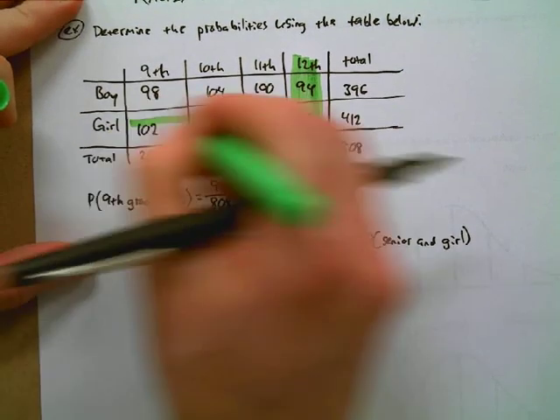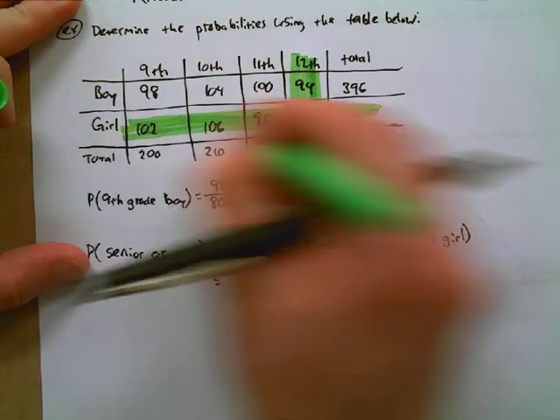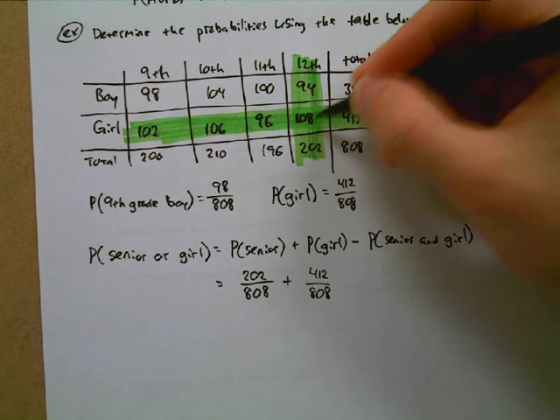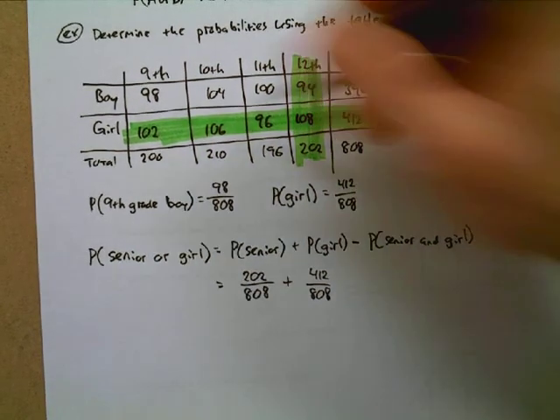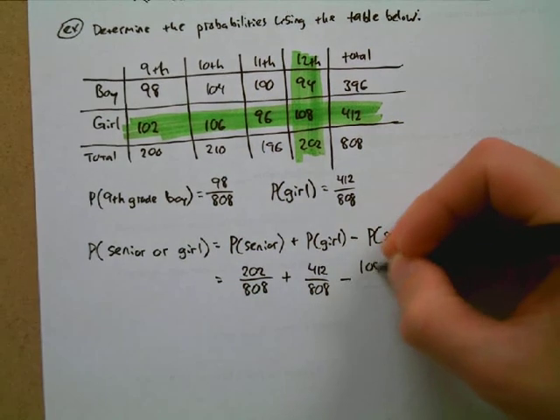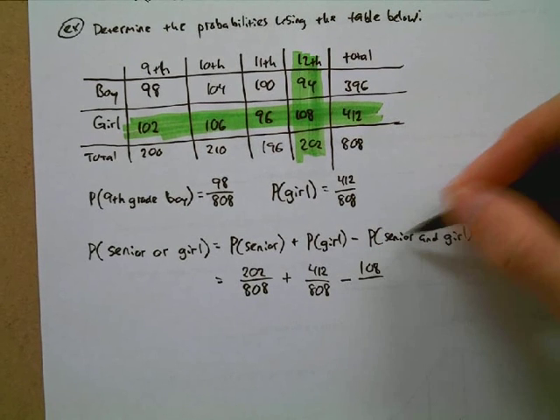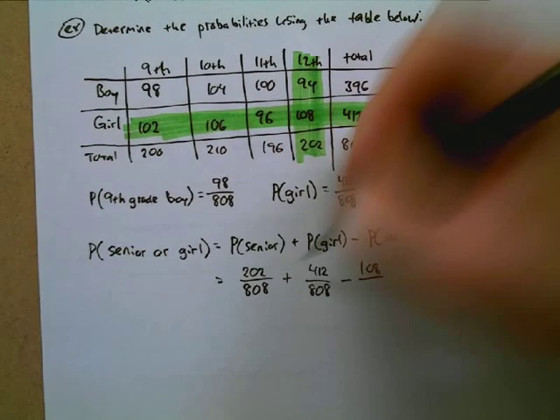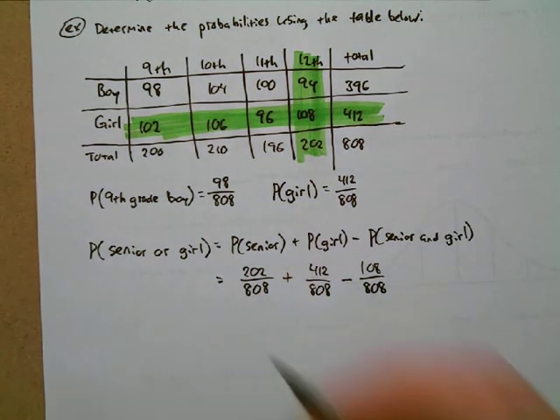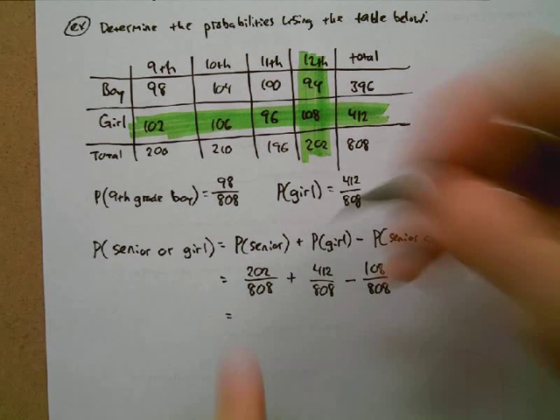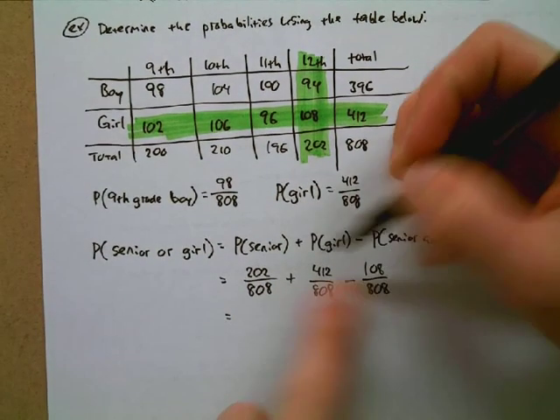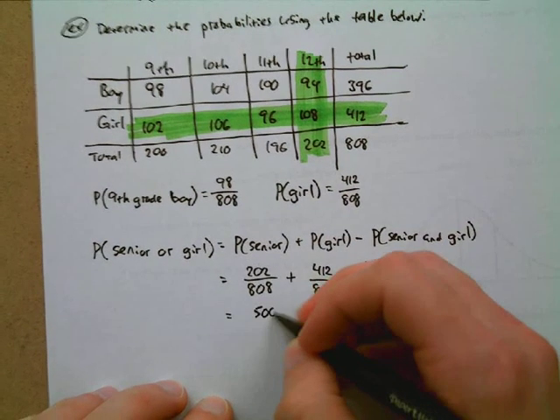You'll notice that 108 gets used twice. That 108 gets used in the 12th graders, and it also gets used in the girls. So that's why we have to subtract off. Since it gets used twice, we subtract off one of them, because that's also the probability of being a senior and a girl. Being a senior and girl, 108, got used twice, so we subtract it out to make the probabilities right. And so then we will get, 412 minus 108 is going to be 304, so 506, I believe.